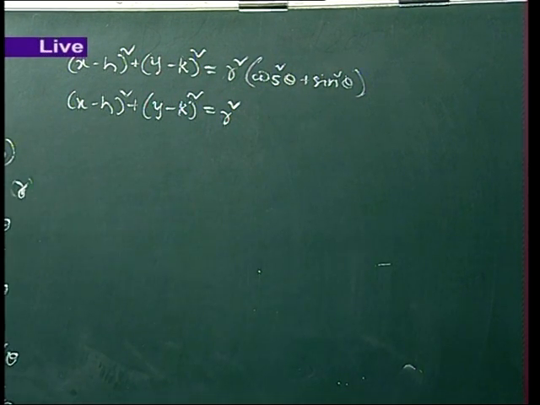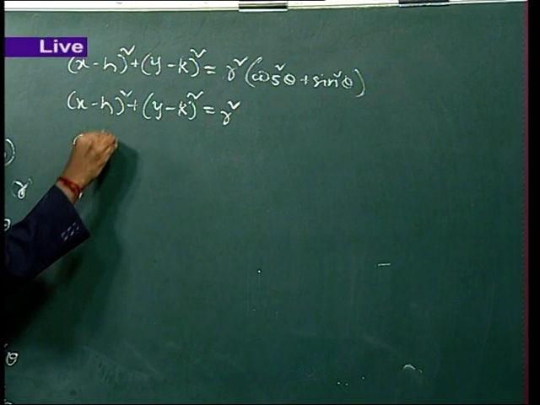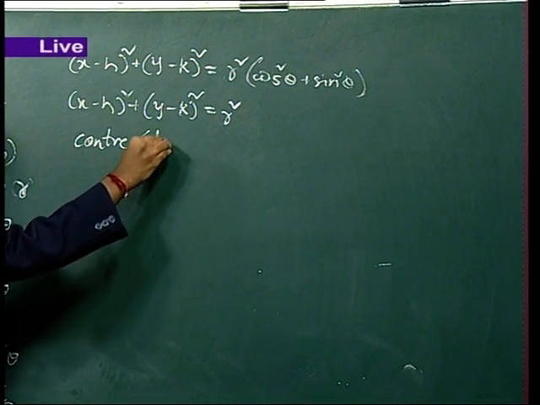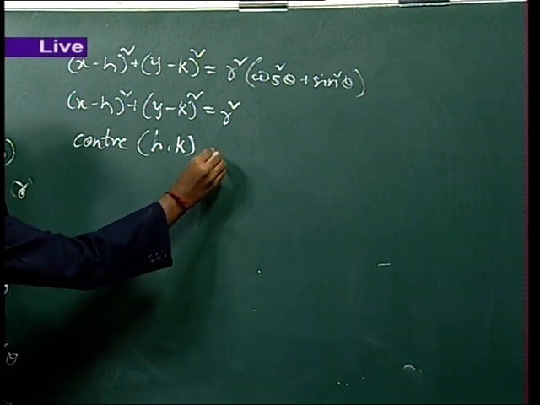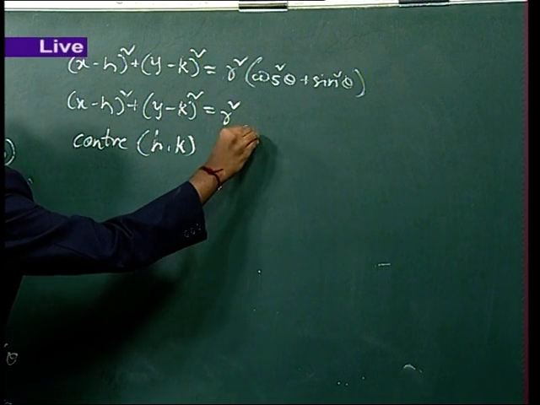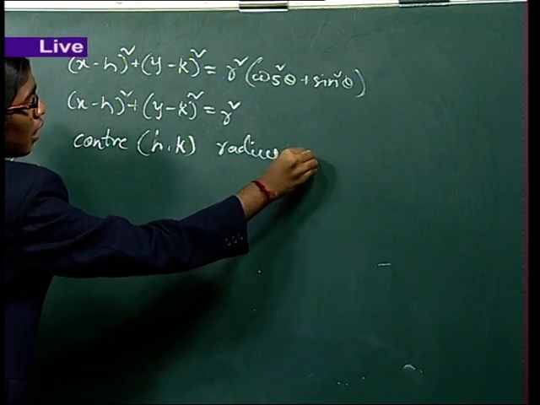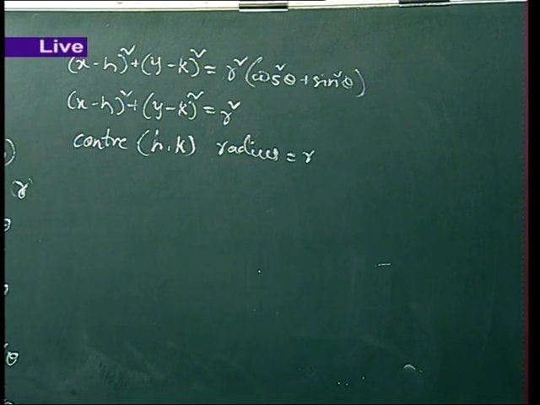It is also a standard form of a circle, with center h comma k. Here the center is h comma k and the radius is r. Okay friends?